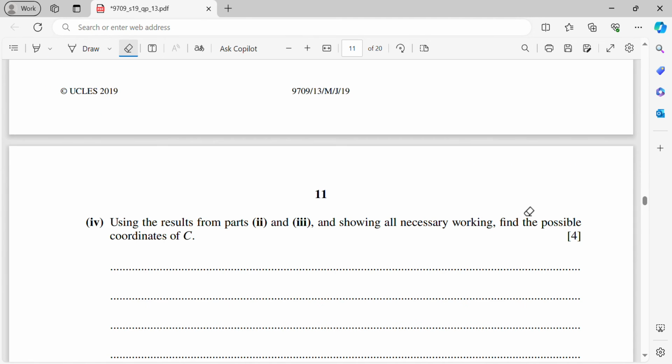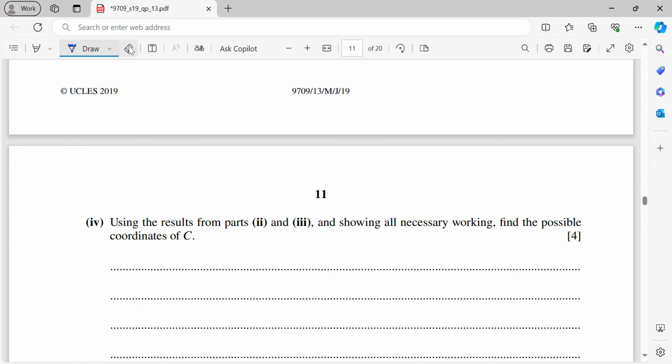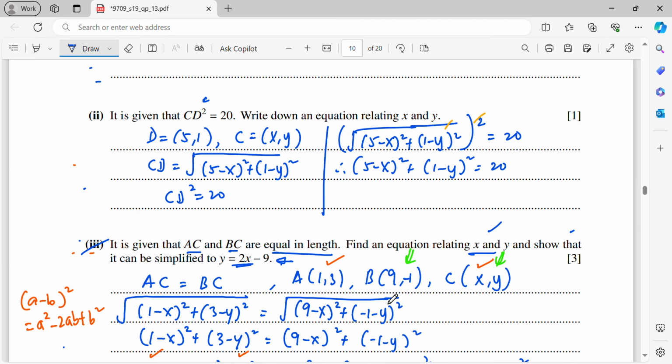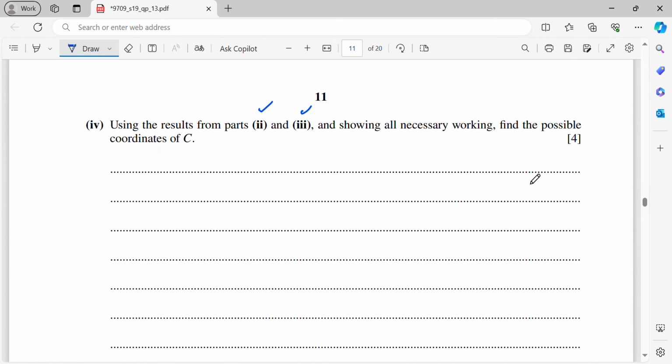Now, next part, using the result. Using the results from parts 2 and 3, show all necessary working, find the possible coordinates of C. Okay, so now here, part 2 and part 3. So copy down this working, this equation. So I will write (5 minus x) squared plus (1 minus y) squared equals 20.